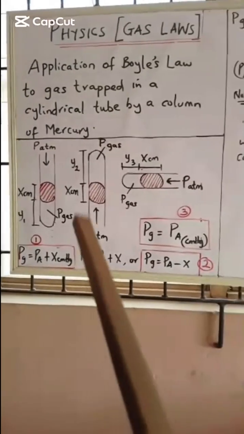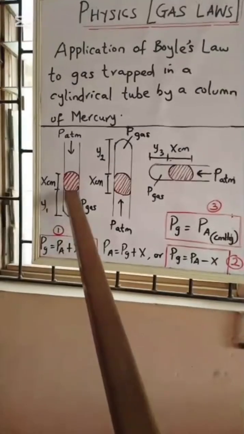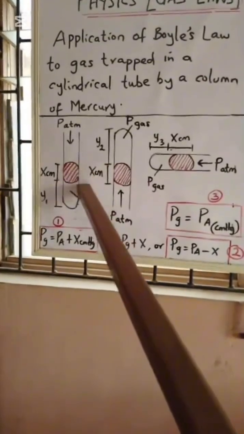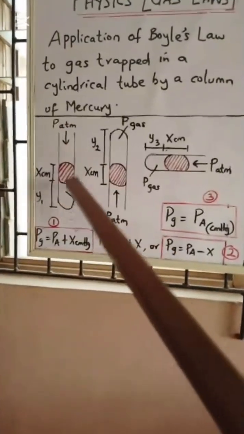Application of Boyle's law to gas trapped in a cylindrical tube by a column of mercury. The gas is somewhere here. Then this red place is your mercury. The red is standing representing your mercury. So the mercury is trapping the gas down here. This is a cylindrical tube.